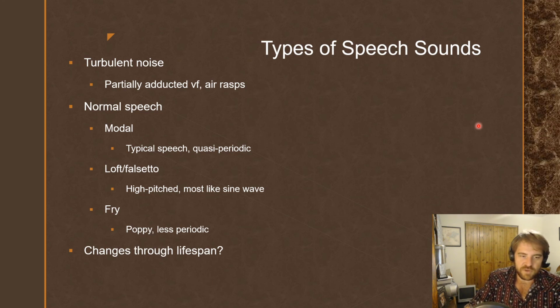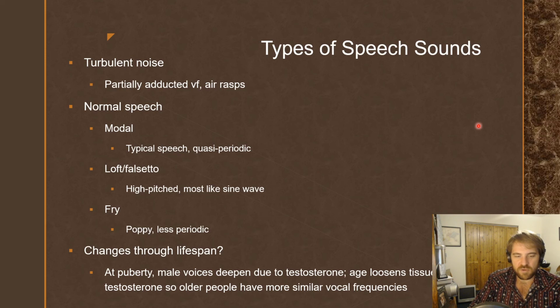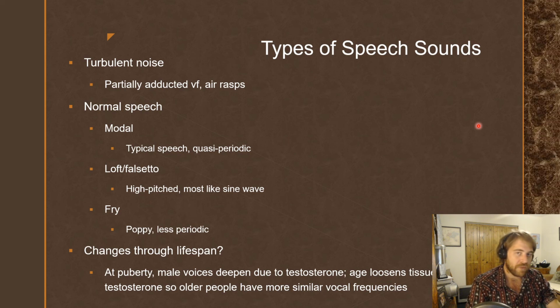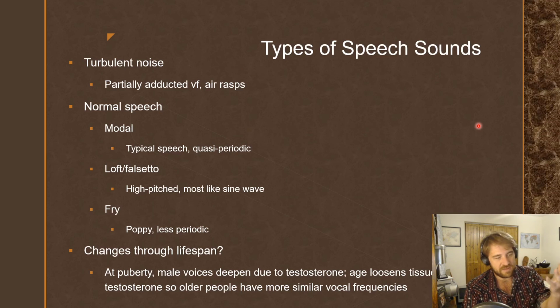Okay, so how does your voice change through the lifespan? We talked about this already at the very beginning, but at puberty, male voices deepen due to increased testosterone. As you age, the tissue loosens up a little bit, so women's voices get a little bit lower. Older men start to have a decrease in testosterone, which has the effect of decreasing the cross-sectional mass of the vocal folds, so their voices get a little bit higher. So the voices kind of come back together.